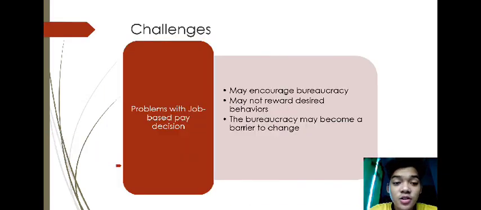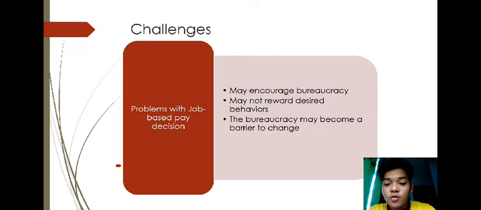So next we got challenges in the pay decision. One of the challenges is problems with job-based pay decision. It will increase bureaucracy. Bureaucracy can be referred to as a complex organization that has a multi-layer system and process that make decision making so slow, and they are also designed to maintain uniformity and control within the organization.